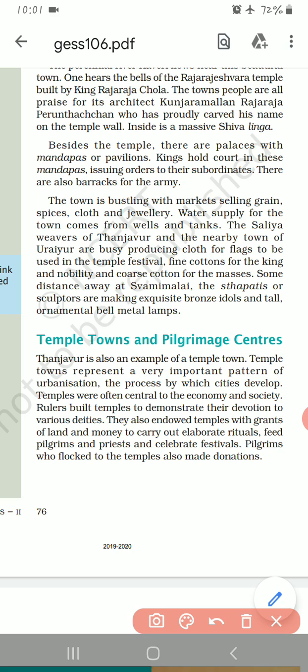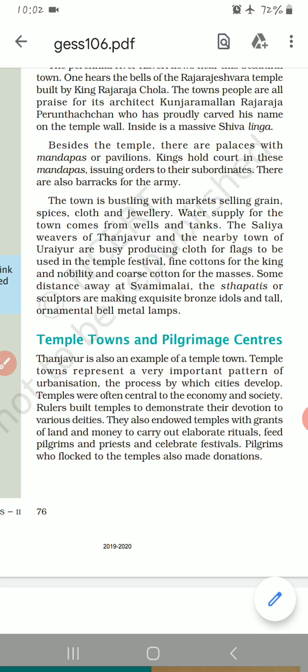Temples were often central to the economy and society. Temples were playing a very, very important role in the economy and also in building up the society. Rulers built temples to demonstrate their devotion to the various deities. Now, I have told you this also. Rulers were very much interested in building temples because they wanted to show their power. They wanted to show their devotion to the various deities.